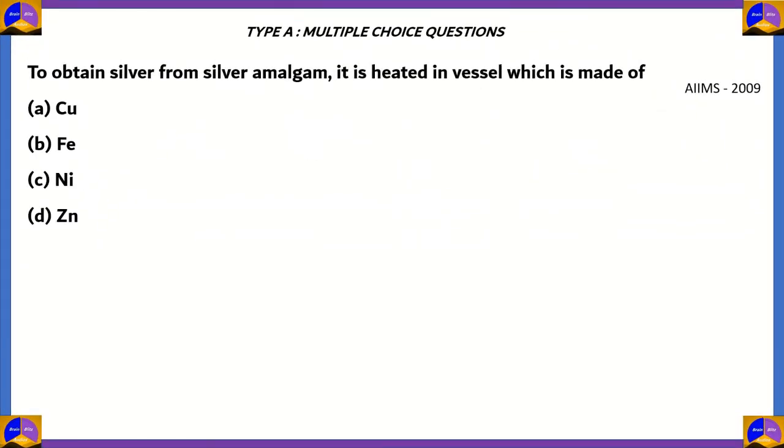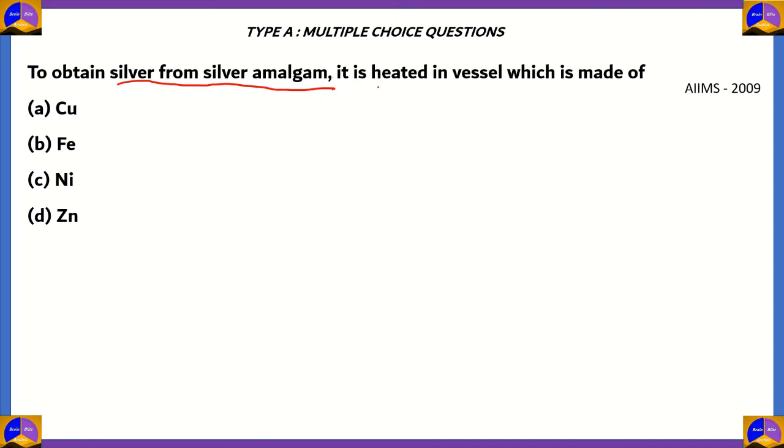This is the final question of this episode. To obtain silver from silver amalgam, it is heated in a vessel which is made up of option A, copper, option B, iron, option C, nickel, option D, zinc. So this question looks simple, but it's actually quite tricky because it has a hidden clue.